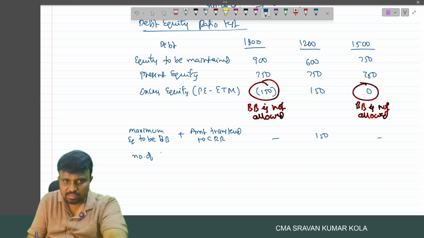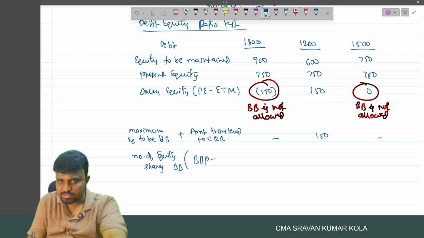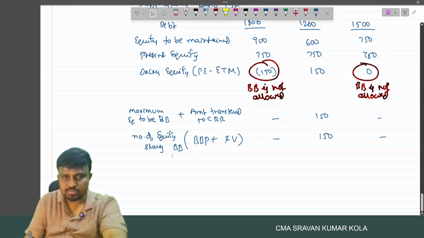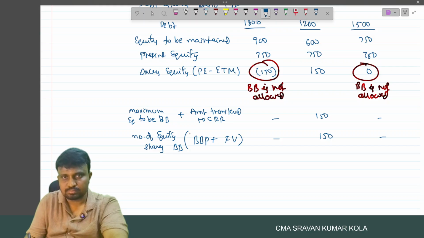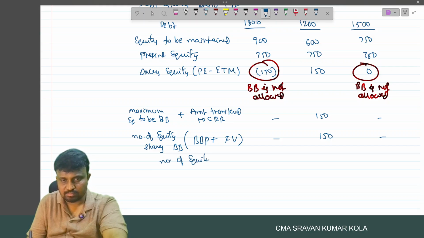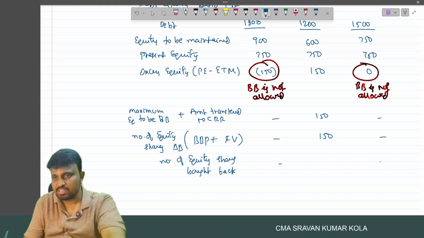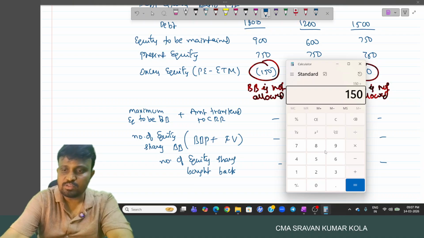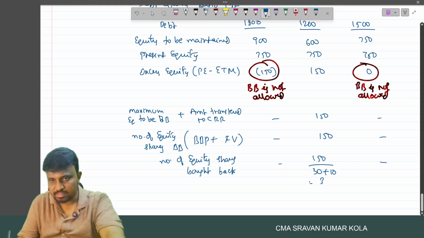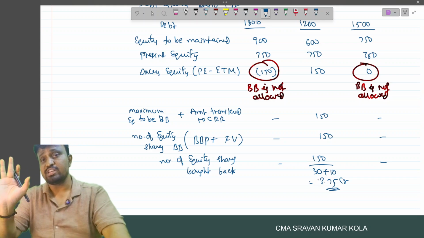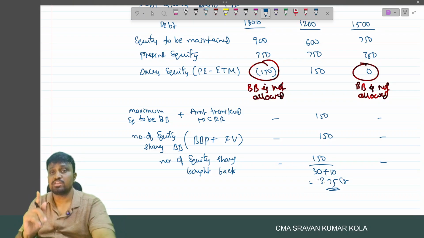And here, how can we write? Number of equity shares bought back into buyback price plus face value equals 150. Then the number of equity shares bought back here is 150 by 30 buyback price plus face value 10. So 150 by 40 equals 3.75. So in the first two cases, no buyback is allowed. Sorry, in the 1800 crore and 1500 crore cases, no buyback is allowed. Buyback is allowed only in the case of 1200 crore.